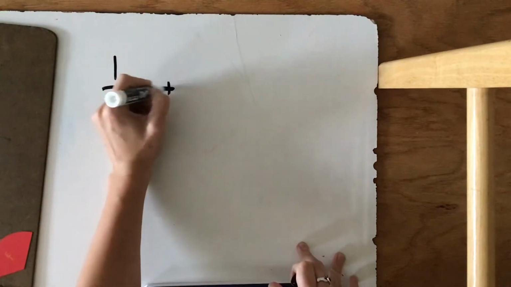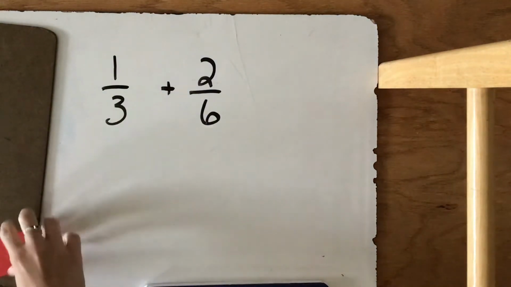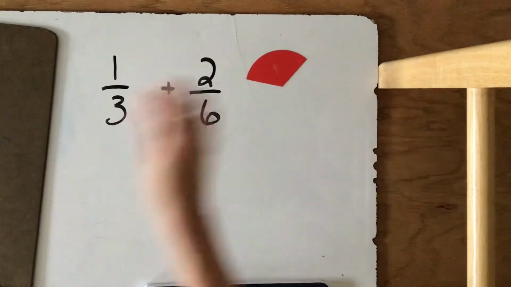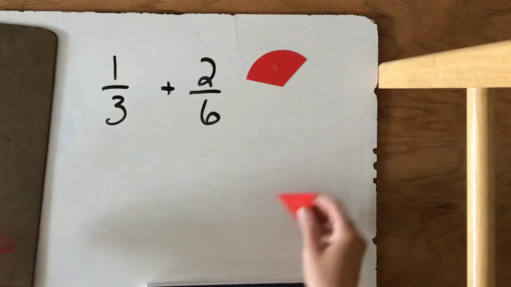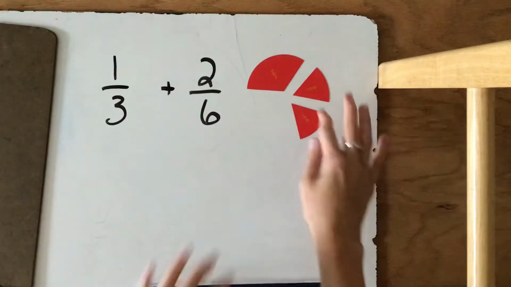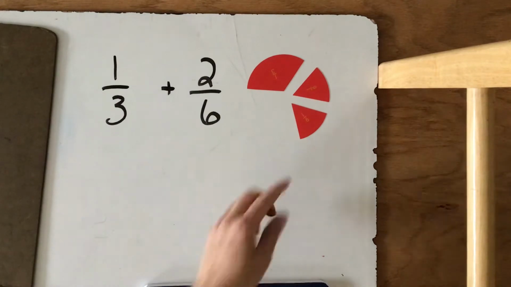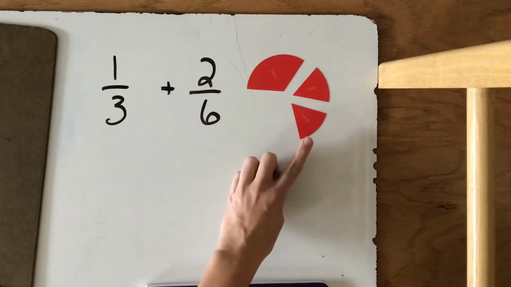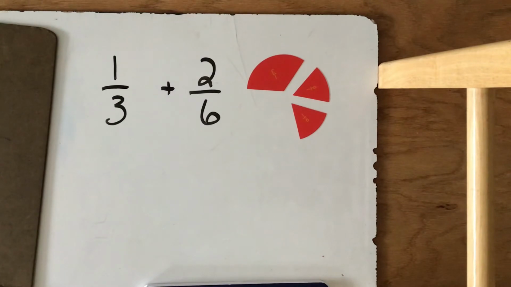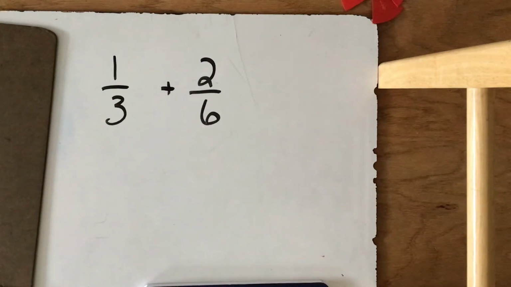1/3 plus 2/6. Okay, well, I have my 1/3 and I have my 2/6, but because they're not the same size, we can't really add. We have to get a common denominator. We need to make them all thirds or all sixths. So we need to find a common denominator. To do that, we need to find the least common multiple.